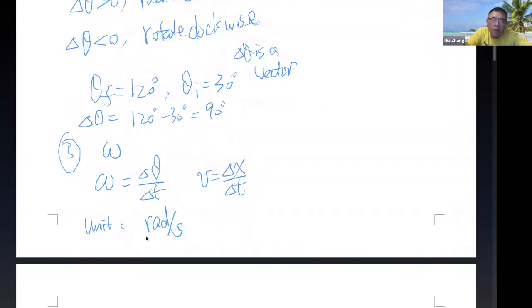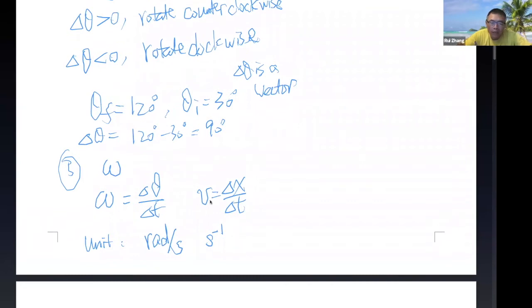Because radian is not a real unit, it is essentially length divided by another length, so sometimes people would write it as s-1 as well. Okay, because this is really not a real unit. And the physical meaning of angular velocity is pretty clear. You just draw an analogy to the previous case.